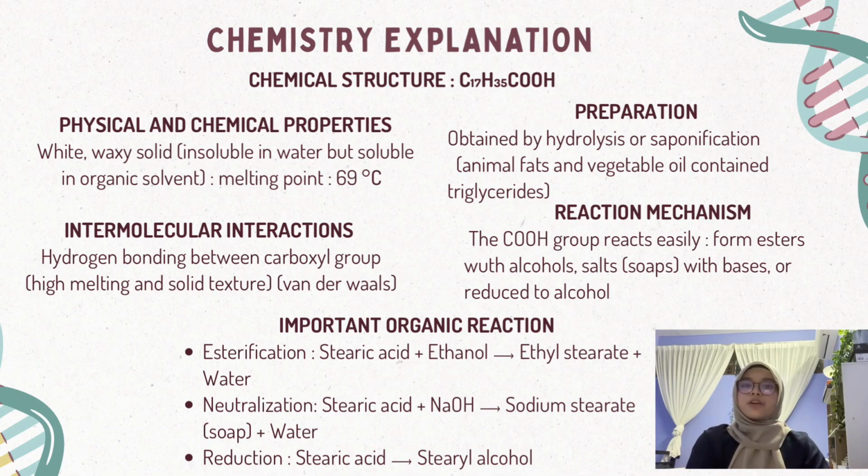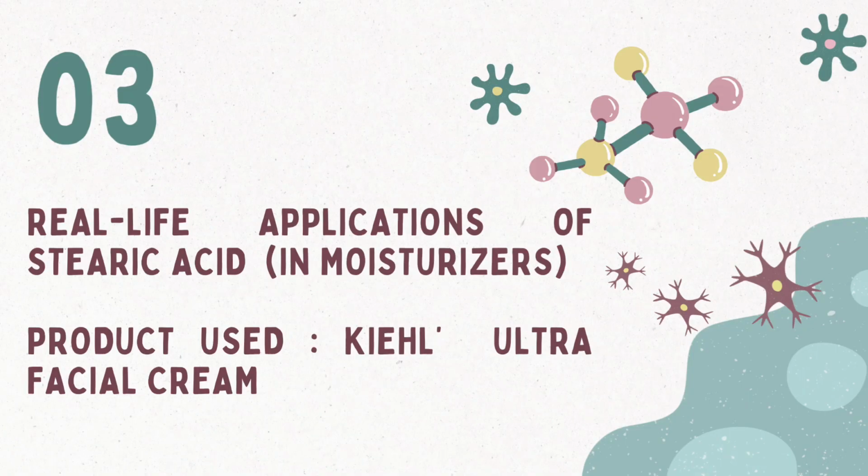The preparation of stearic acid is obtained by hydrolysis or saponification of animal fats and vegetable oils that contain triglycerides. The intermolecular interaction is hydrogen bonding between carboxyl groups, which gives a high melting point and solid texture. In the reaction mechanism, the COOH group reacts easily to form esters with alcohols, salts with bases, or is reduced to alcohol.